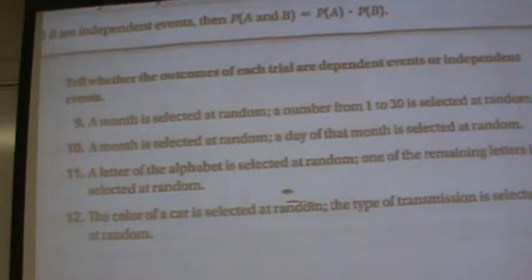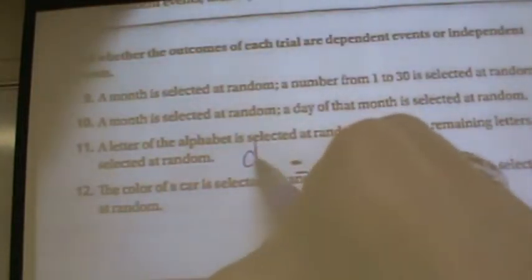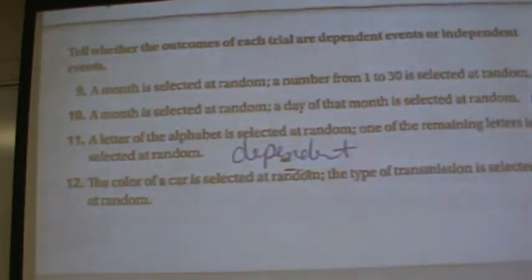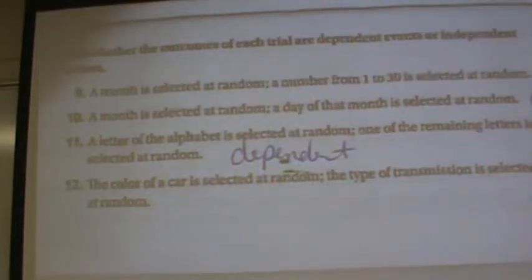Okay, how about 11? A letter of the alphabet is selected at random, and one of the remaining letters is selected at random. How about the color of a car is selected and then the type of transmission is selected? Independent.